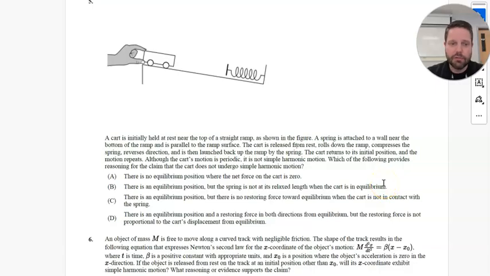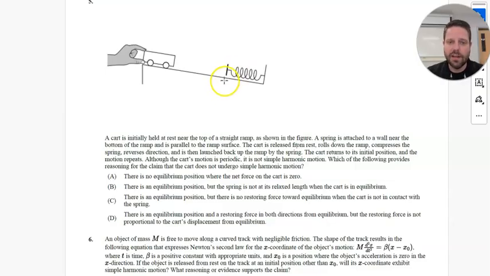That is correct. However, that's not a reason why this is not simple harmonic motion. It has nothing to do with that. That's just simply a statement about the forces, and in particular, its equilibrium position. C says there is an equilibrium position, but there's no restoring force towards equilibrium when the cart is not touching the spring. So the spring can act as a restoring force that is directly proportional to x, and therefore would be simple harmonic motion.